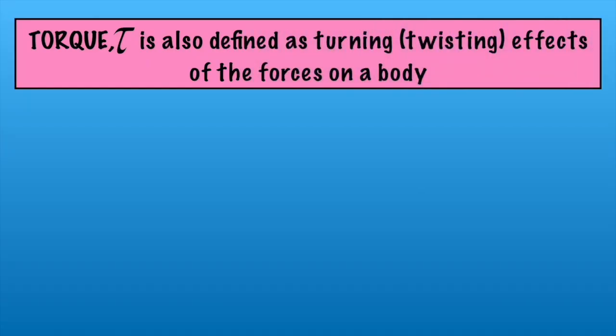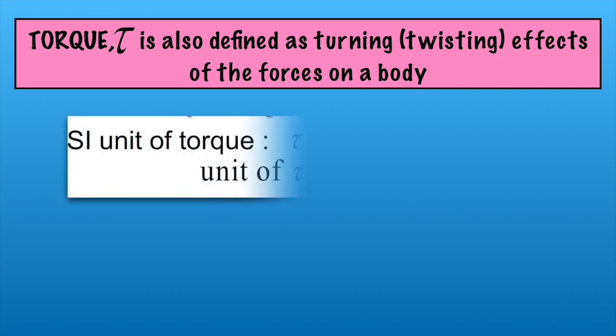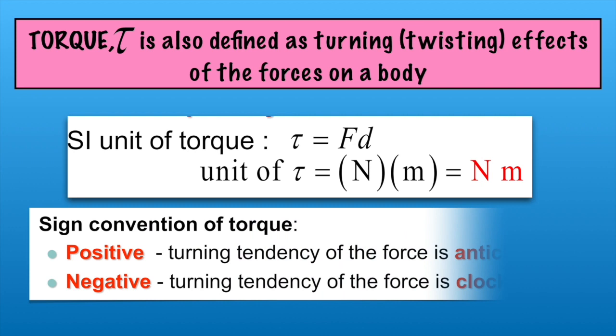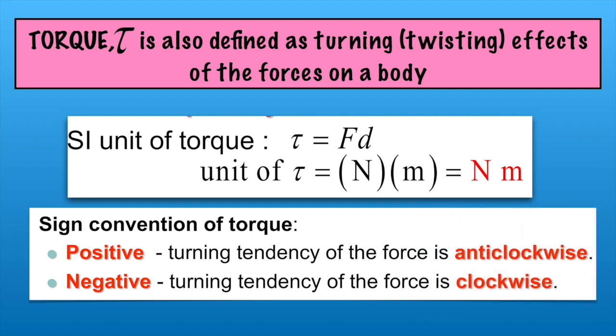Torque is also defined as the turning or twisting effect of the forces on a body. SI unit for torque is Newton meter. Sign convention for torque: if the force is rotating anti-clockwise, it means that torque is positive. If the force is rotating clockwise, it means that the torque is negative.